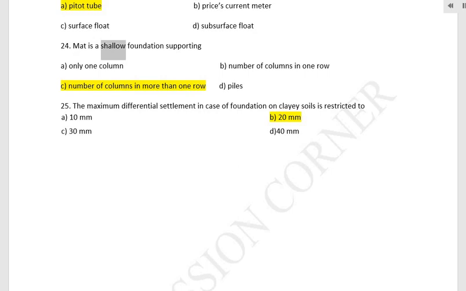24. Mat is a shallow foundation supporting A. Only one column. B. Number of columns in one row. C. Number of columns in more than one row. D. Piles. 25. The maximum differential settlement in case of foundation on clayey soils is restricted to A. 10 mm. B. 20 mm.